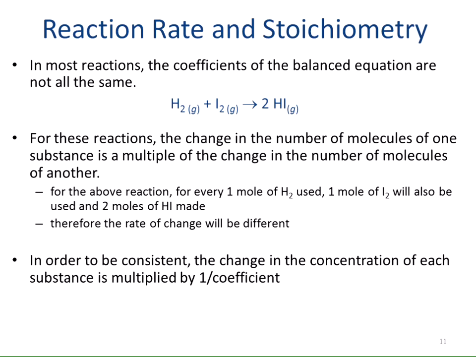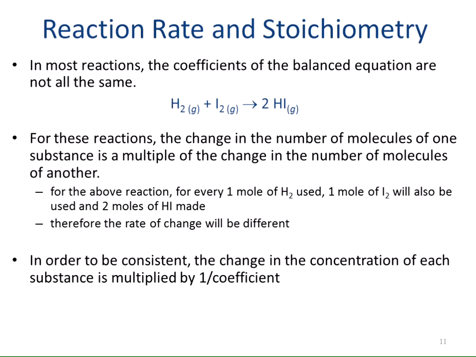So if we're looking at the above reaction, for every 1 mole of hydrogen used, we'll need 1 mole of I2. And so once you combine 1 mole of I2 and 1 mole of H2, you'll make 2 moles of HI. Therefore, the rate of change will be different, because for every 1 I2 molecule that you lose, you'll be producing 2 HI. So the change in the HI concentration should be twice as fast as the loss of the I2.